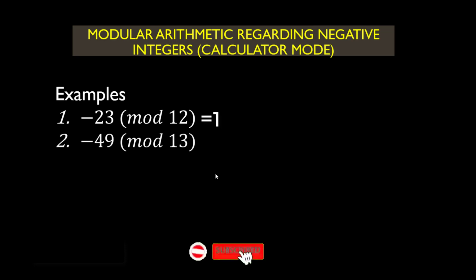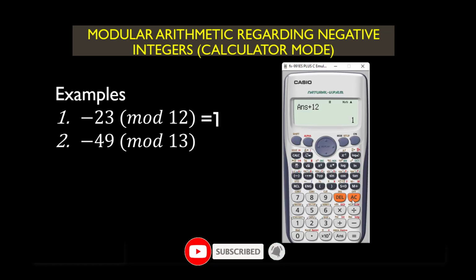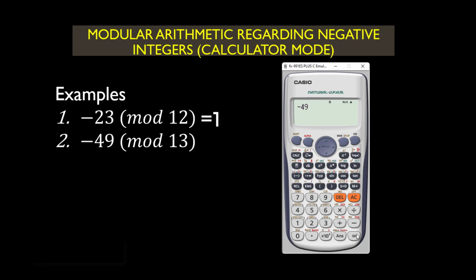Let's display our calculator once more. Press the AC key to clear it. What do you have? Negative 49. And now press the equal sign key and then the all clear key to clear it. Then you press answer plus the modulus, which is 13. So then I keep pressing the equal sign until I arrive at the first positive integer.